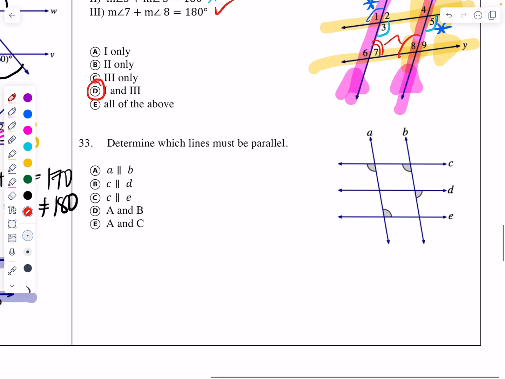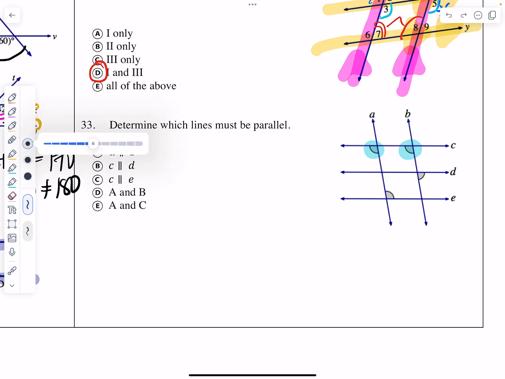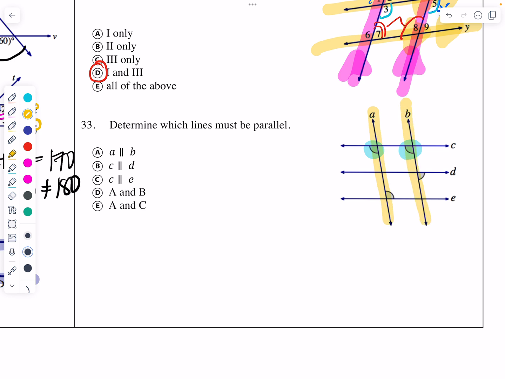All right, determine which lines must be parallel. You have to have the markings in order to make the assumption. So if these are parallel, then if those are congruent, then A and B must be parallel. So we know that that one's true so far. All right, let's look at our other markings. If this one and this one are congruent.